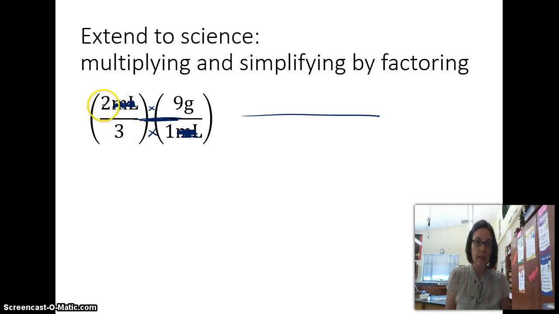I don't see anything that can divide the 2, but I see a 3 and a 9, and I know that 9 is 3 times 3. So one of these would divide out one of these. So I don't have the 9 anymore, I have a 3 and I have a grams. That's all I have left after I've simplified this expression.